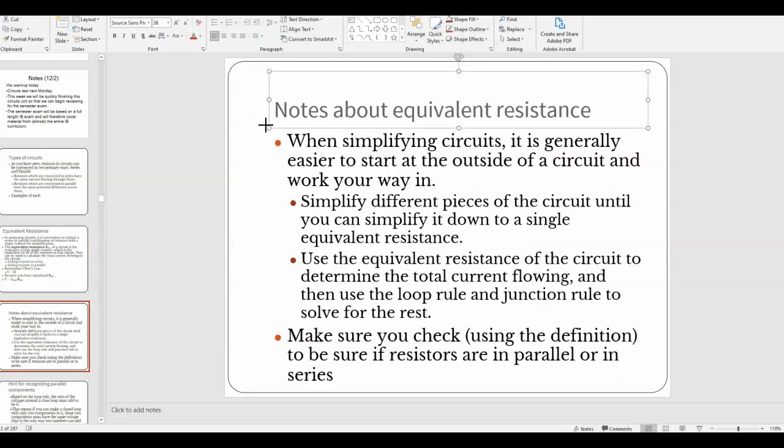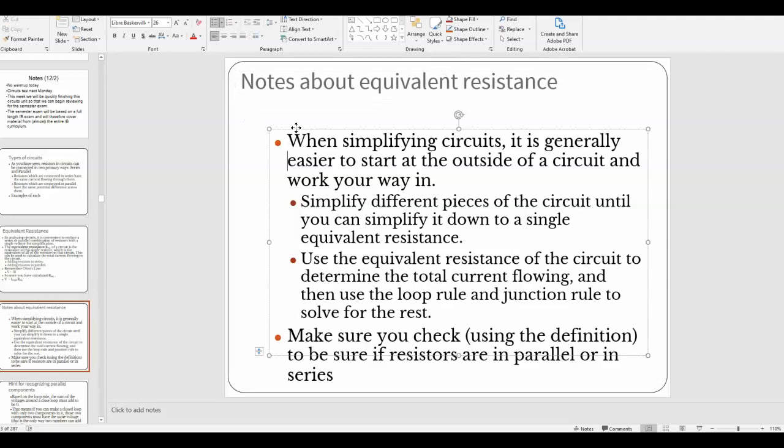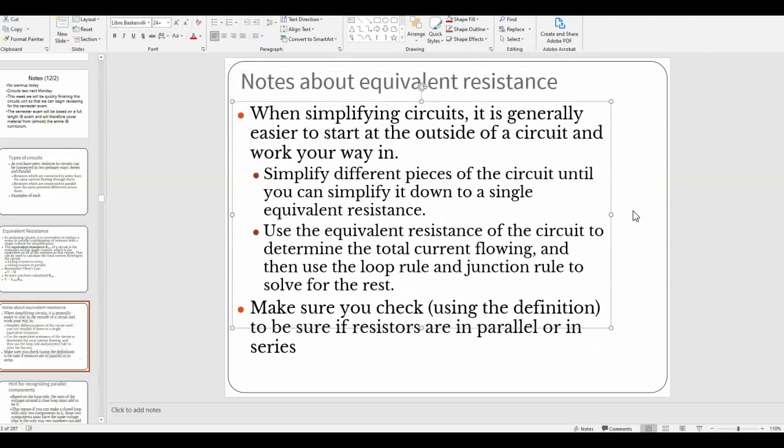Okay, so when we're simplifying circuits, just a few suggestions. Usually you want to try to work your way from the outside in. You want to start at the outside of the circuit and work your way in. Simplify different pieces of the circuit using the definition of series and parallel components, and keep on going until you can simplify it down to a single overall equivalent resistance for the entire circuit.